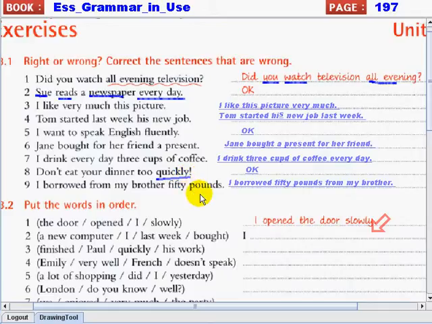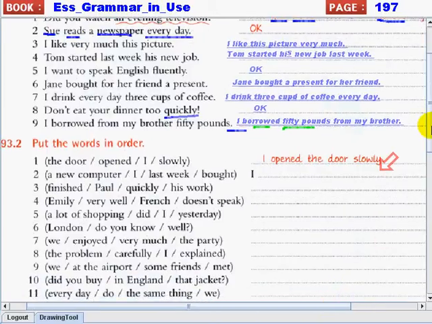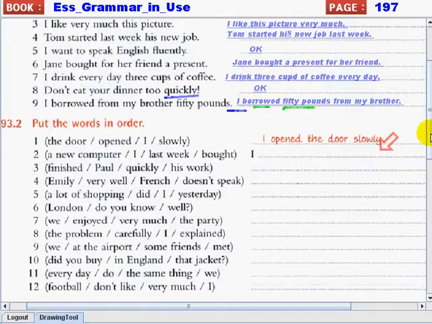Okay, 9th, I borrowed from my brother 50 pounds. We can say, I borrowed 50 pounds from my brother. Alright? I is the subject. Borrowed is our verb. 50 pounds is our object. Okay, and it came from his brother. Alright? This part answers where the money came from. Okay. Alright. Well, was that easy for you? You did very good there when you got everything correctly.